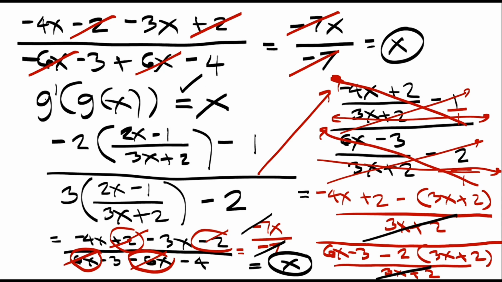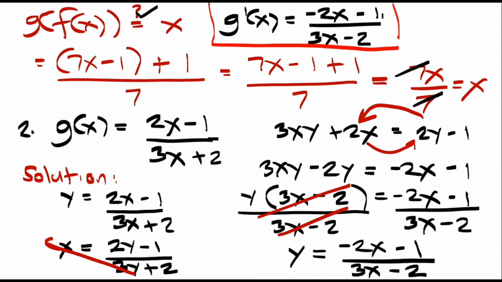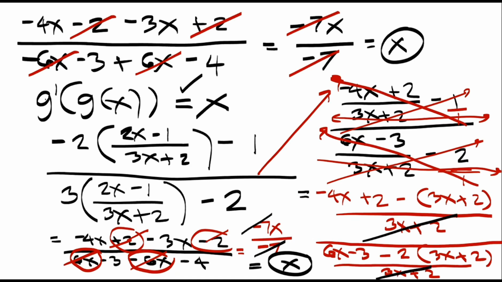So since both composition rules are equal to x, we can say that the inverse that we obtain is correct. That the inverse of g of x is really equal to negative 2x minus 1 all over 3x minus 2. That is our example number 2. So let us have example number 3.